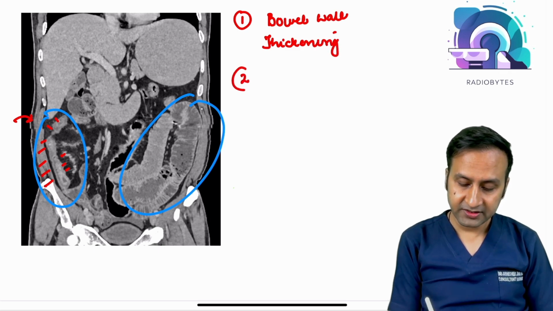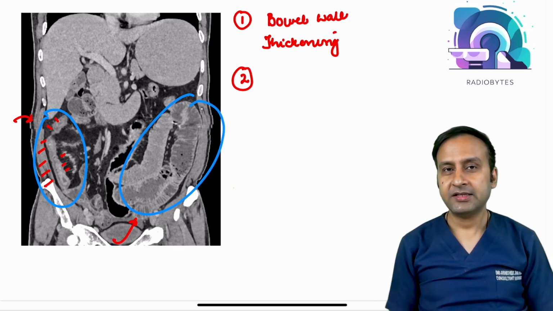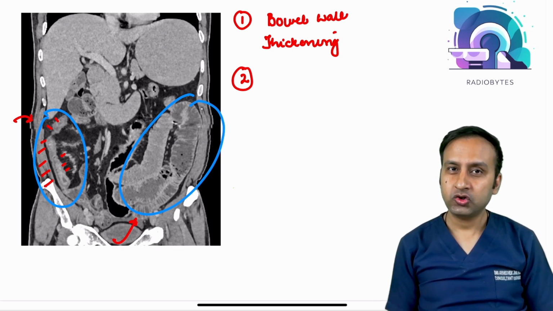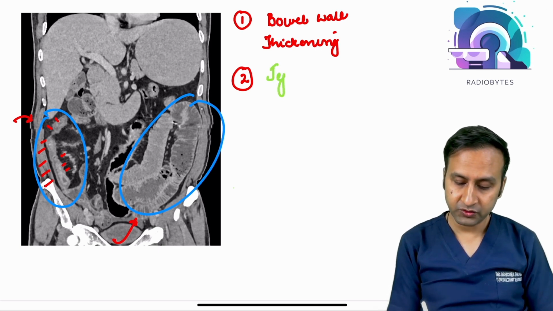Then let's come to the second part. The second part is located on the left side of the abdomen. On the left side of the abdomen, we can see that the loops are dilated. And what are these loops? These loops are showing valvulae conniventes. So this is a jejunal loop. The second important finding that we can see from our case is jejunal loop dilatation.